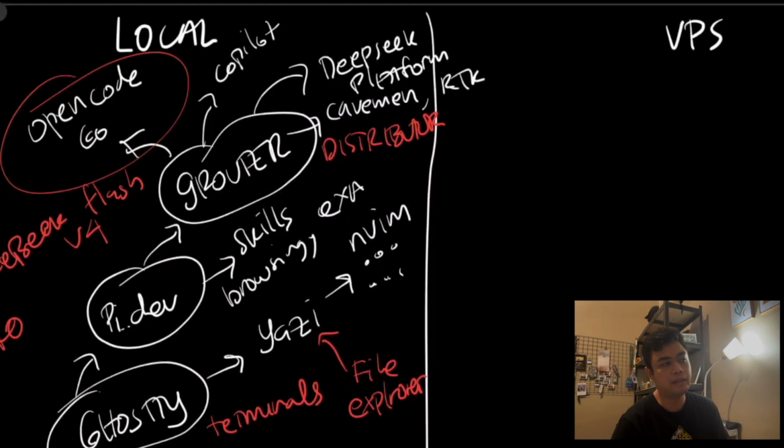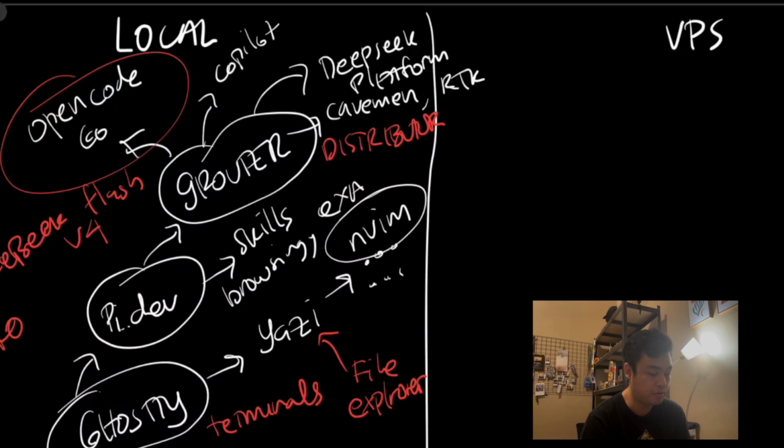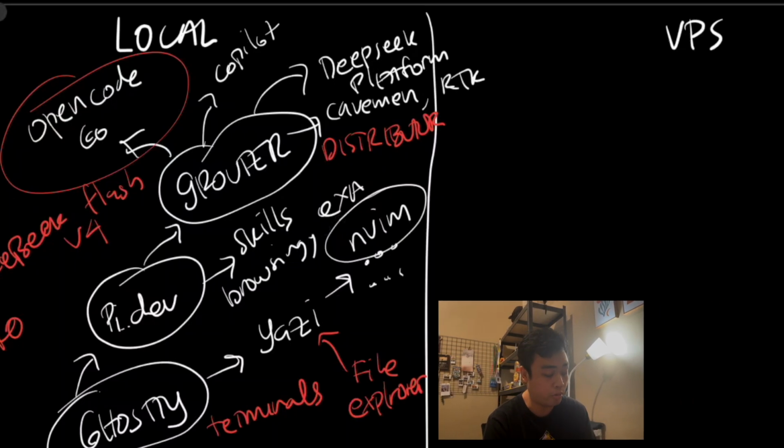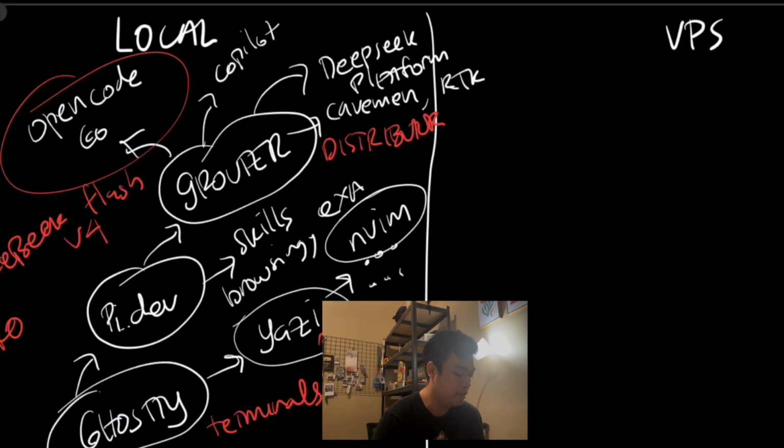So these are the things that I do on my local. I'm no longer using VS Code. Whenever I'm doing text editing or syntax editing, I do it on Nvim, while browsing and file exploring I do it on Yazi, something like that.